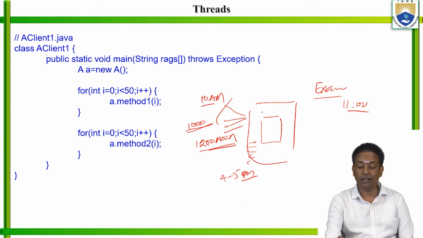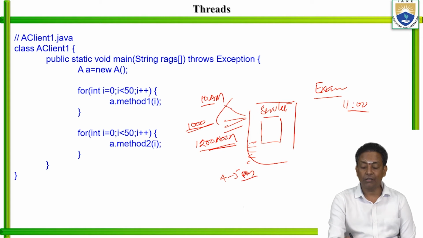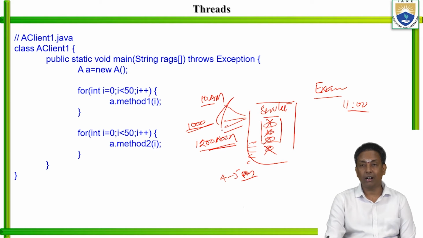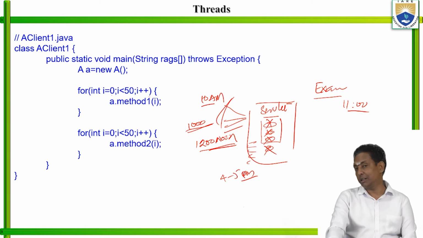All 1,000 students connect to a server-side servlet program. The servlet will process the first client request. Once that is completed, then the second client request, then the third, then the fourth. If that is the case, by 12 o'clock, hardly even 100 student registrations will be completed.